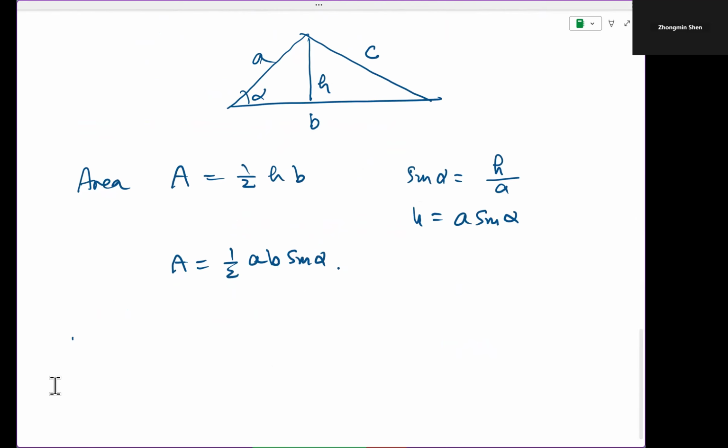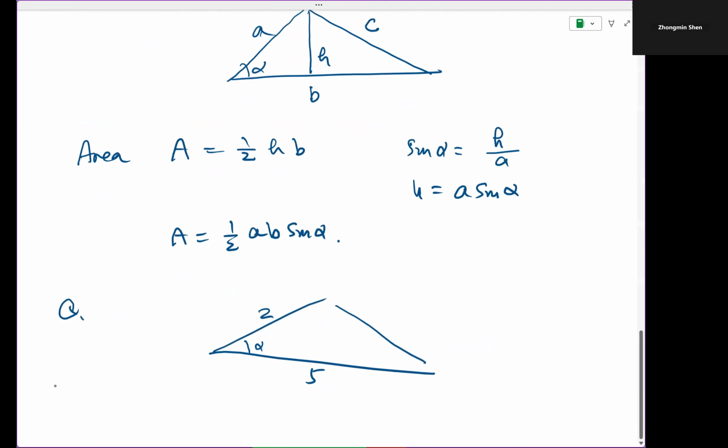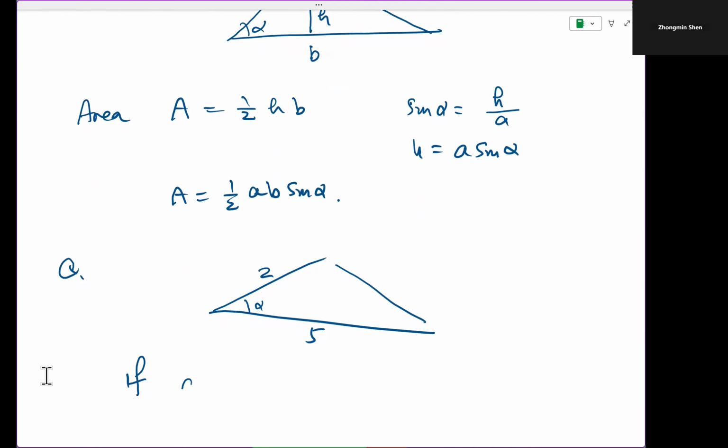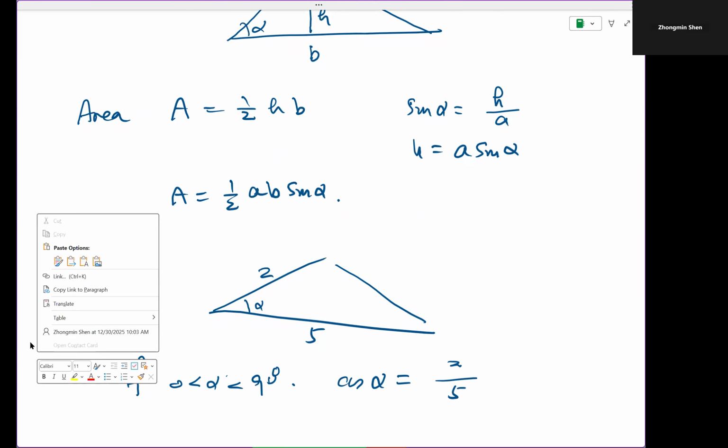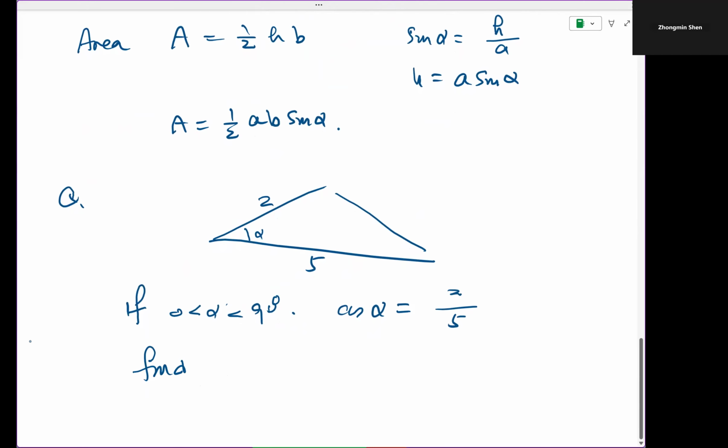All right. So here's a question. I have a triangle. If this is alpha, and these two sides are 2 and 5, and alpha is between 0 and 90 degrees, a small angle, and if I know cosine alpha equals 2 over 5, something like that, it doesn't matter. Find the area.